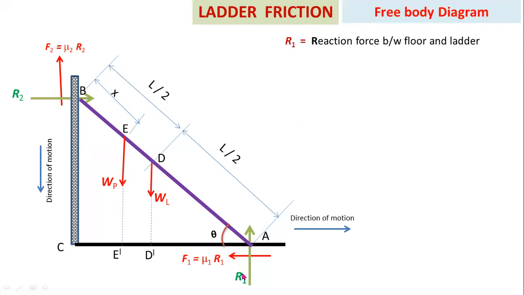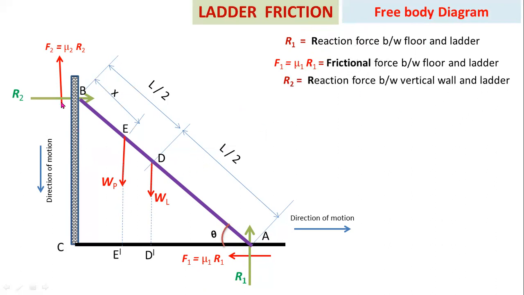Here R1 is the normal reaction force between the ladder and the floor. F1 equal to mu1 R1 is the frictional force between the ladder and floor. R2 is the reaction force between the vertical wall and the ladder. F2 equal to mu2 R2 is the frictional force between the vertical wall and ladder. Mu1 is the coefficient of friction between the ladder and the floor. Mu2 is the coefficient of friction between the vertical wall and ladder.